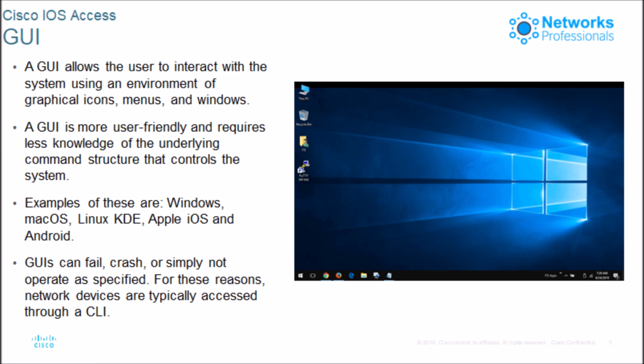A GUI such as Windows, Mac OS, Linux KDE, Apple iOS, or Android allows a user to interact with a system using an environment of graphical icons, menus, and windows. Compared to a CLI, the Windows 10 GUI, as shown in the figure, is more user-friendly and requires less knowledge of the underlying command structure that controls the system. For this reason, most users rely on GUI environments.